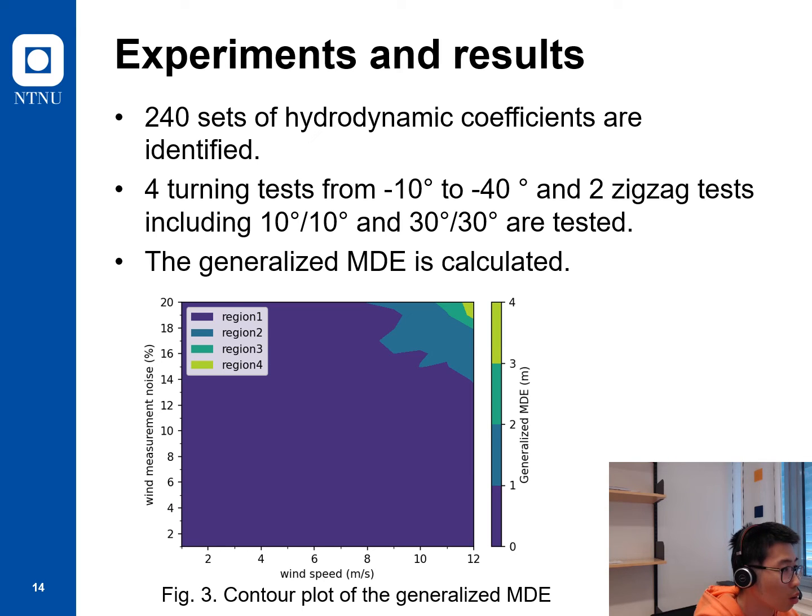As we can see, the contour plot can be divided into 4 regions according to the range of the error, and the value of generalized NDE increases as the wind speed and wind measurement noise become larger. Besides, region 1 takes up the largest area of the whole, and when the wind speed is less than 8 meters per second and the measurement noise is less than 30%, the generalized NDE in this region is equal to or less than 1 meter, which can demonstrate the overall performance of the SVM method. Nevertheless, the SVM method still suffers from accuracy reduction under large wind and measurement noise conditions, and the generalized NDE could go as high as 4 meters in region 4.